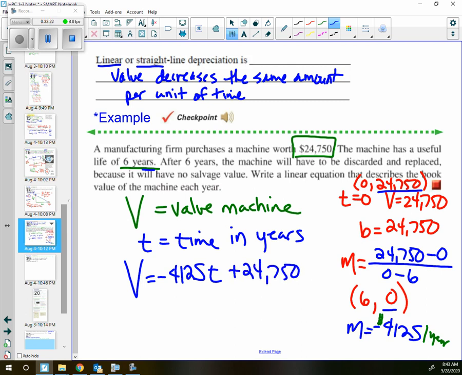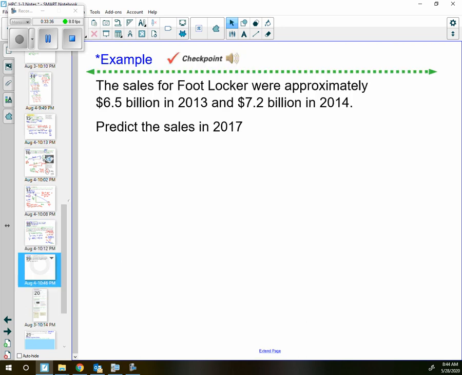So now you could graph this on your graphing calculator, you could project the value of the copier at any given year, and we'd have a really good idea of what's happening. That's our goal in real life settings, to be able to do something like this: take the data that we know and write a model for it.